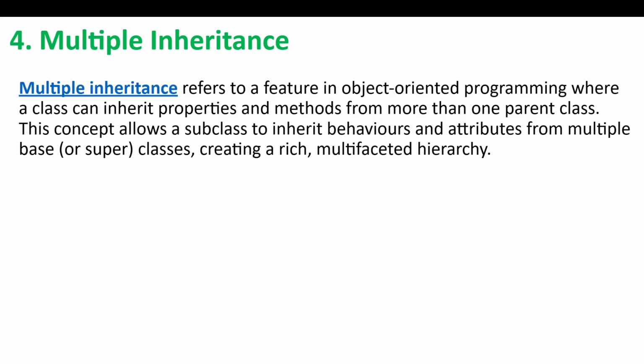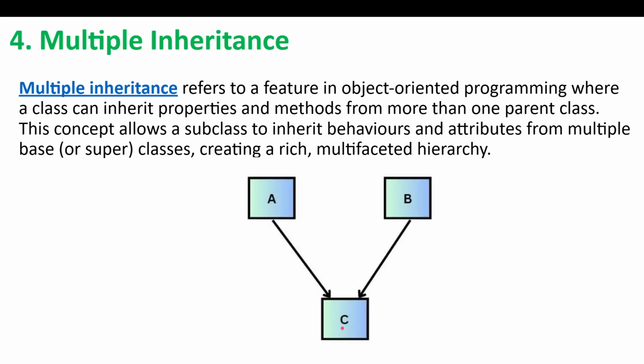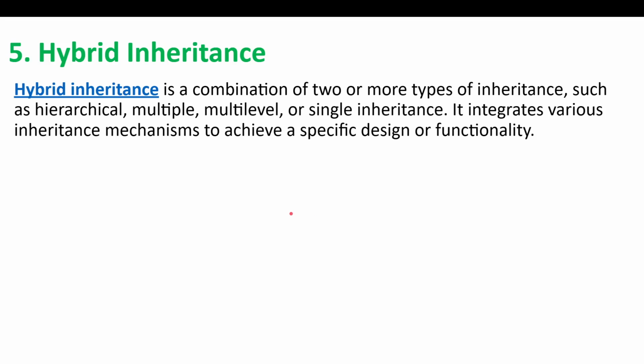Another type is multiple inheritance. In multiple inheritance, the class can inherit properties and methods from more than one parent class. Here multiple refers to multiple base classes, that is, more than one base class. So here the subclass C is derived from the base classes, that is, superclass A and B. But this is not possible in Java. Instead of this multiple inheritance, we can use the interface concept to implement this.